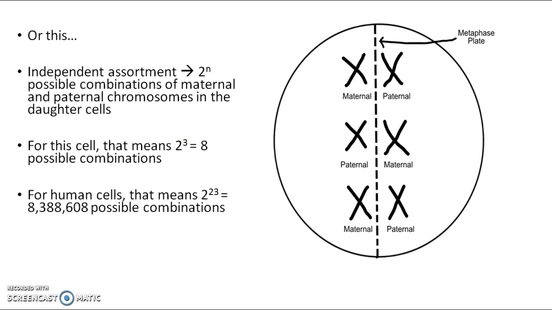In a real human cell, we have 23 pairs of chromosomes. So that would be 2 to the 23rd power possible combinations of maternal and paternal chromosomes in the daughter cells. That's crazy.